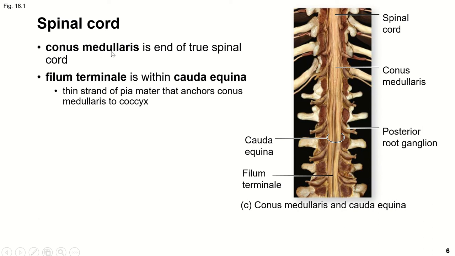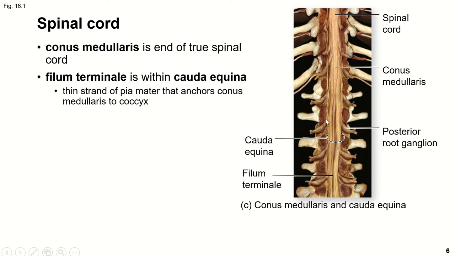So you remember we had medulla in other parts. We have a cortex and a medulla in several parts of the body. Medullaris means the middle, medulla. So the conus medullaris is the middle cone. And you can see it right here where the true spinal cord narrows into this cone-shaped structure. And then at the bottom, what we have are individual nerves that have exited from the spinal cord.